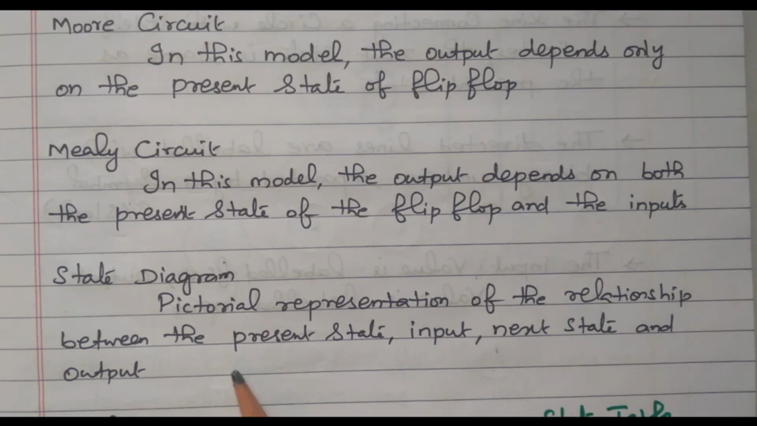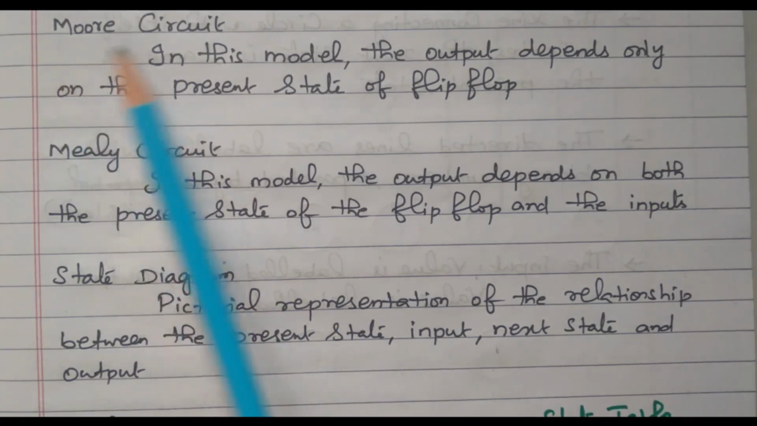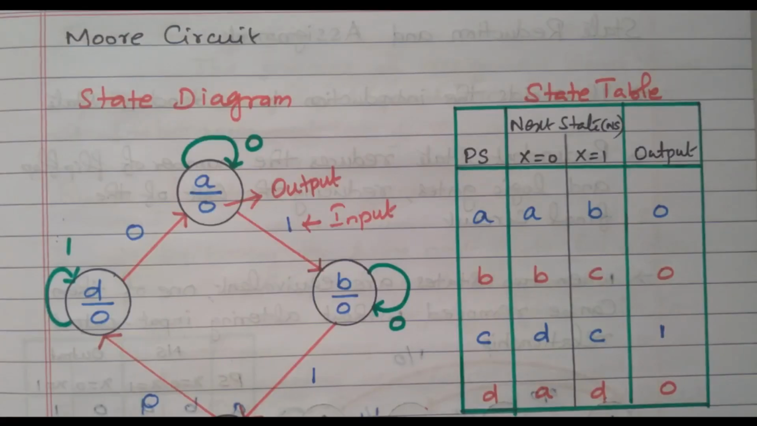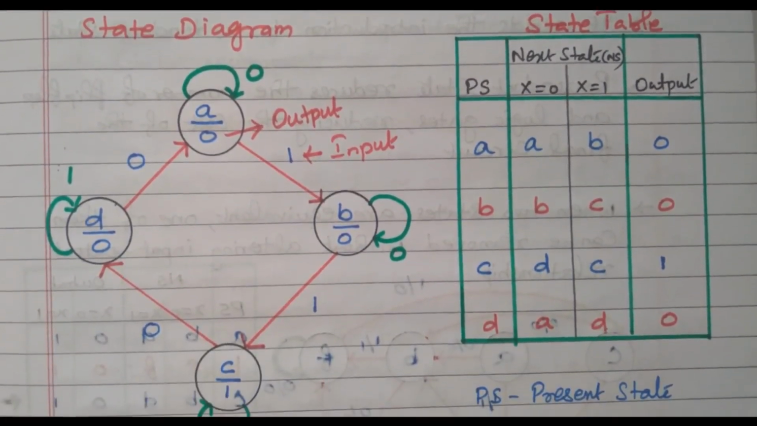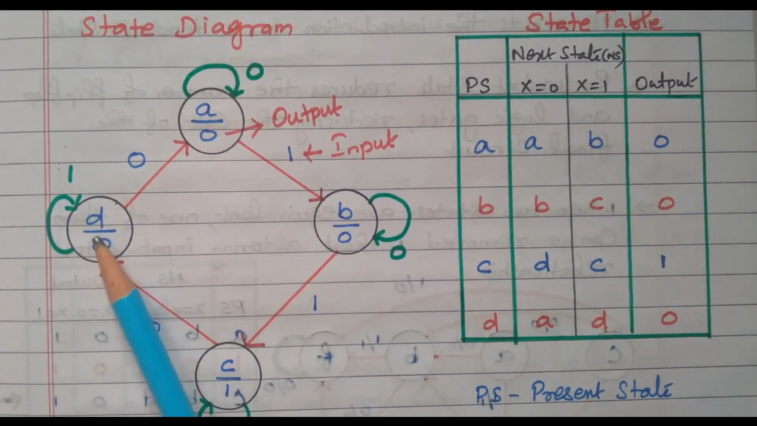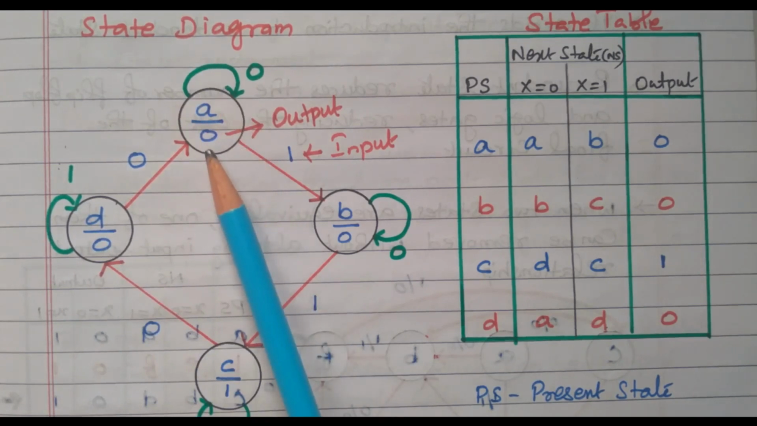Similarly, we have the state table also available. In this lecture we are going to discuss the Moore circuit. Now, we will go to the state diagram. This is the Moore circuit, the state diagram is given. There are 4 states available: A, B, C, D, given by the circles. Inside is a number, which is nothing but the output, only one output.